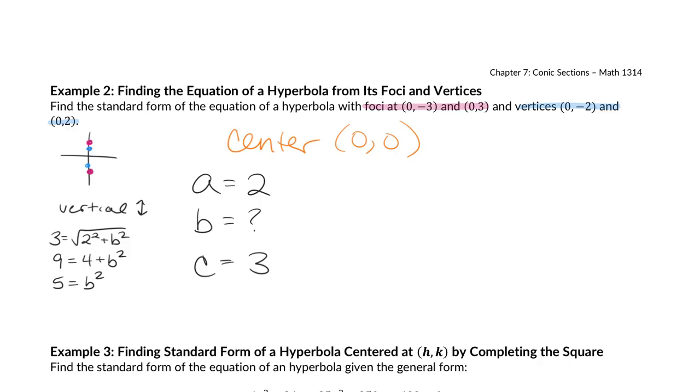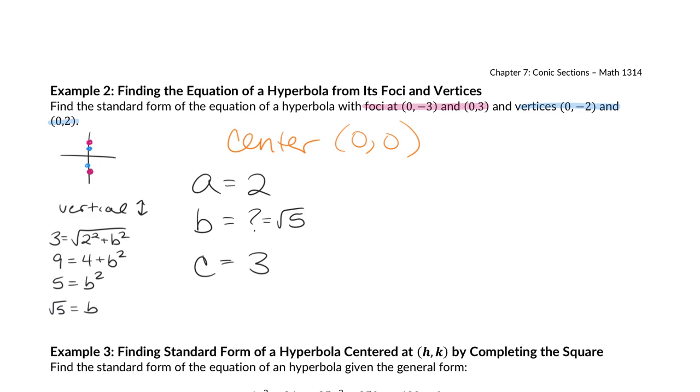So what is b equal to? Well, 25? No, other direction. You made it too big. How about square root 5? That's what you meant to say, right? Yeah. Okay. So that means b is square root 5. That is all we need to write the equation of the hyperbola.